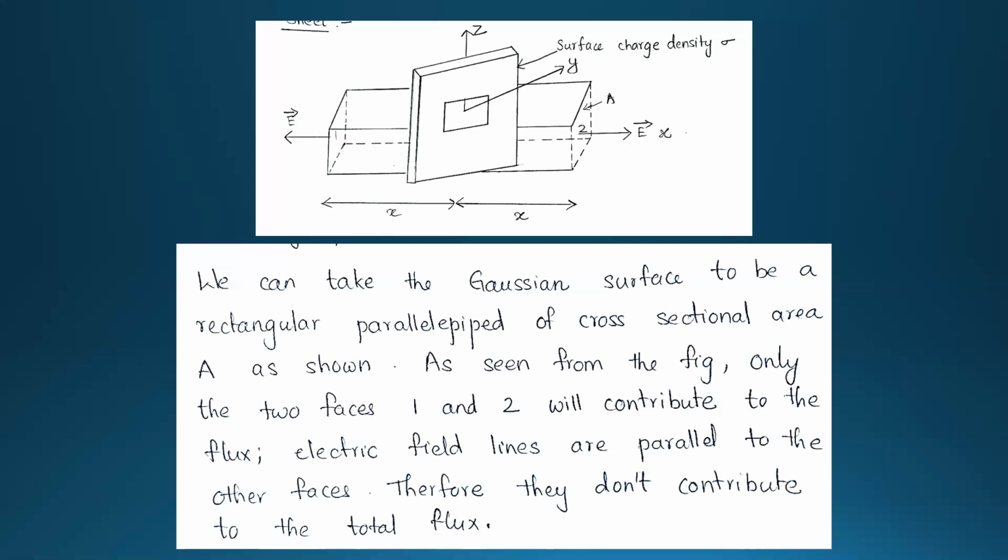Why? We know the formula for the flux. Flux is equal to EA cos theta. It is a dot product of electric field and the area. Therefore, if the angle theta is equal to 90 degrees, then cos 90 becomes 0. Therefore, flux is equal to 0.